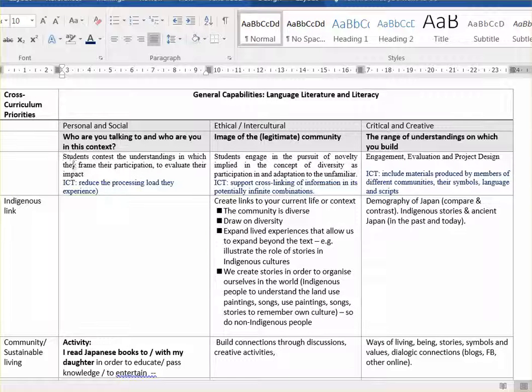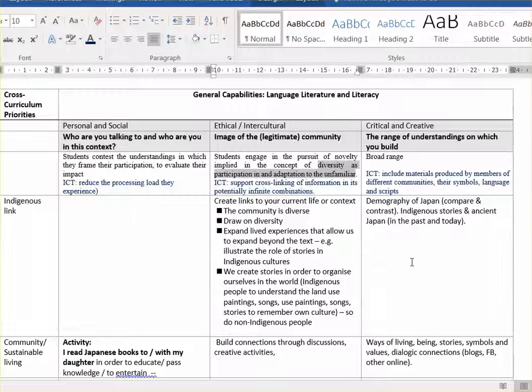What I inserted here is that in the personal and social capability, students should contest the understandings in which they frame their participation and also their views of their participants. So basically we should have activities that allow them to actually contest what they think. We should do it on a broad basis. I didn't put the broad range here for some reason.